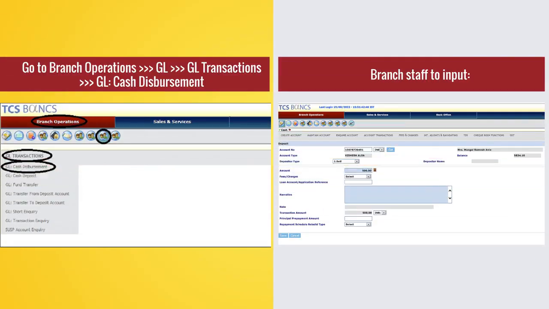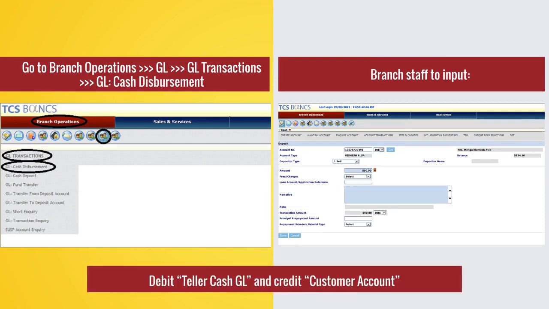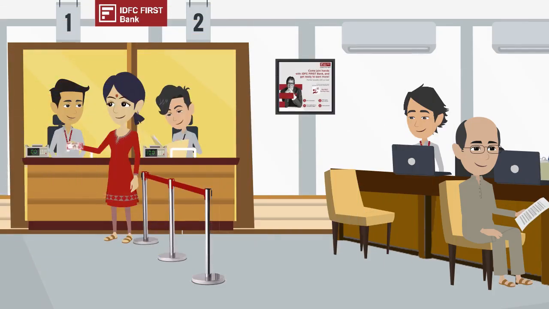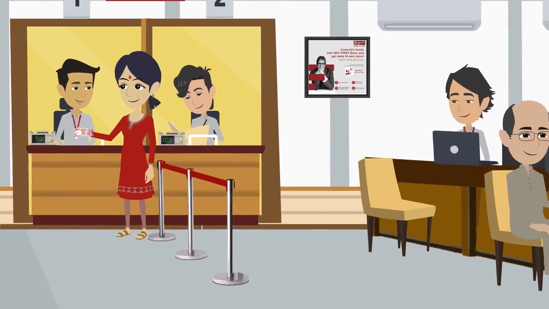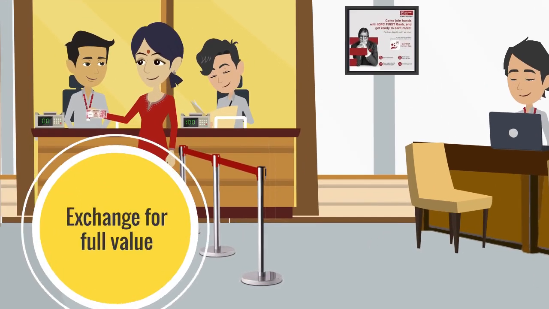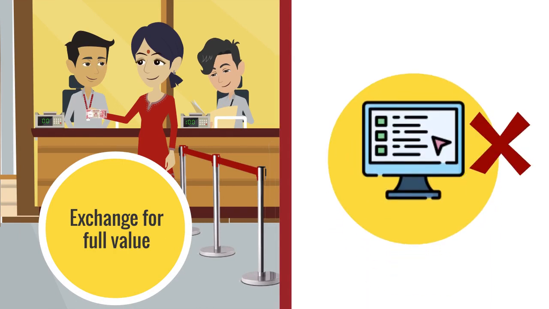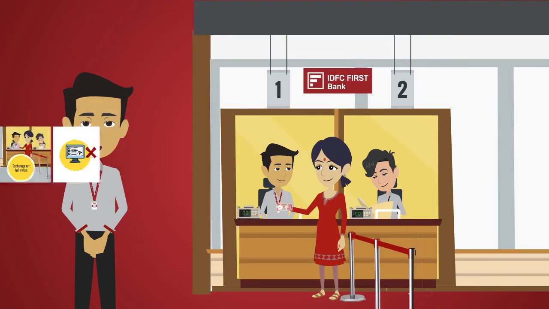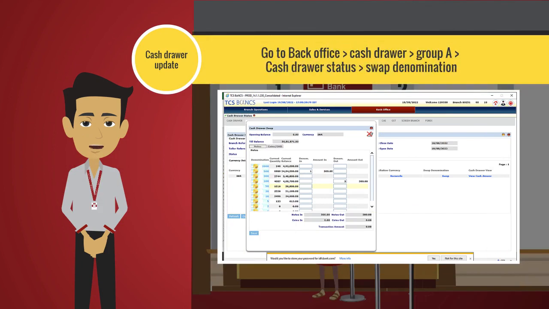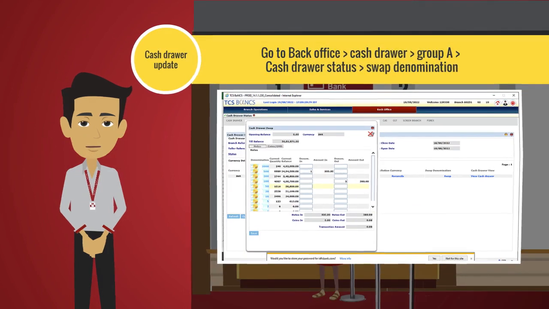If the customer asks for credit in account, then in system, debit teller cash GL and credit customer account. In case the customer wants to exchange the note over the counter, then exchange for full value. In such a scenario, no system entry is required. Only cash drawer update is required if the customer is exchanging over the counter.